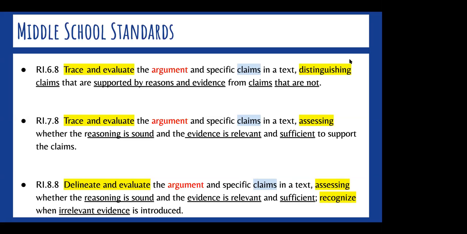If you want to make sure that you are teaching on grade level and the standard correctly, when it says trace and evaluate, your activity in your lesson plan should have the students tracing and evaluating. When it says distinguish, your activity in your classroom should have the students distinguishing. And to take it one step further, you look at the nouns. The nouns are what the students are going to be doing with the action verbs. So they are tracing and evaluating what? Arguments. They are distinguishing what? Claims that are supported versus claims that are not.